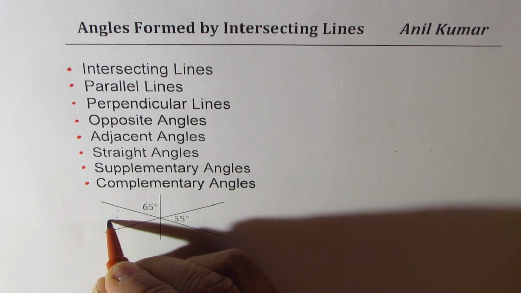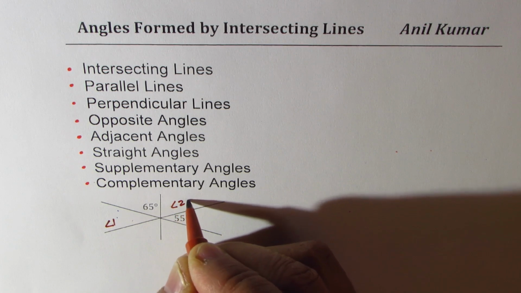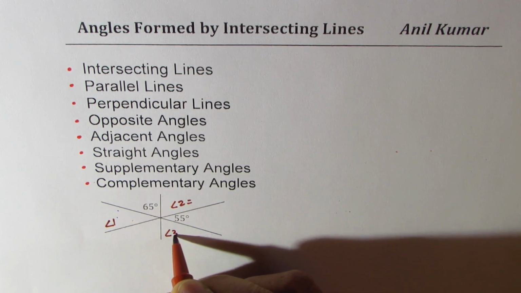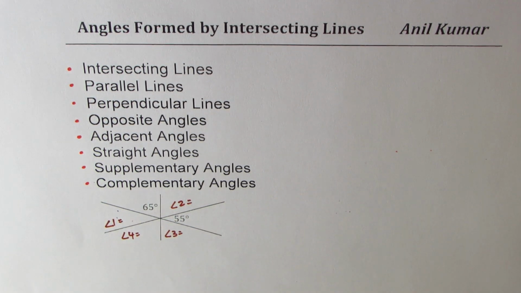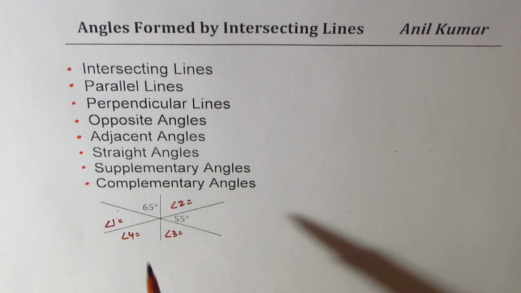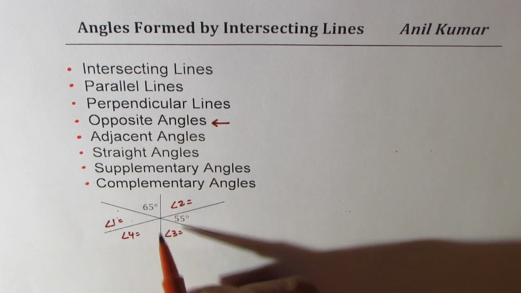So let's say, what is this angle 1 equal to? What is this angle 2 equal to? What is this angle 3 equal to? And what is this angle 4 equal to? Let's figure it out. How will you find it? Well, I will discuss opposite angles once again to answer this question.